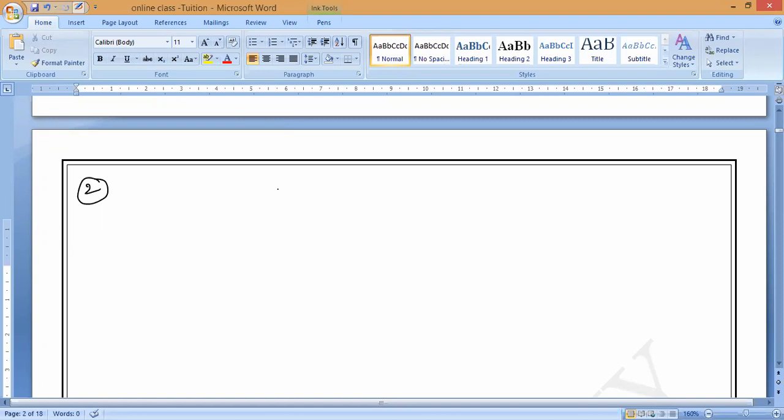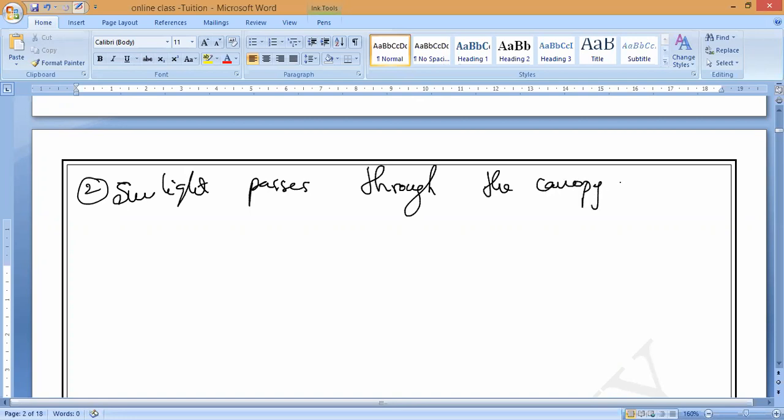Understand? So what is the second example of Tyndall effect? Sunlight passes through the canopy of a dense forest. Dense forest. Sunlight passes through the canopy of a dense forest.